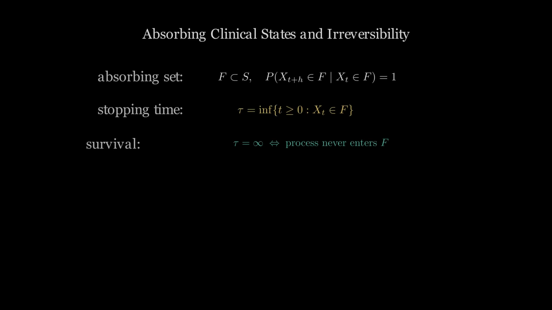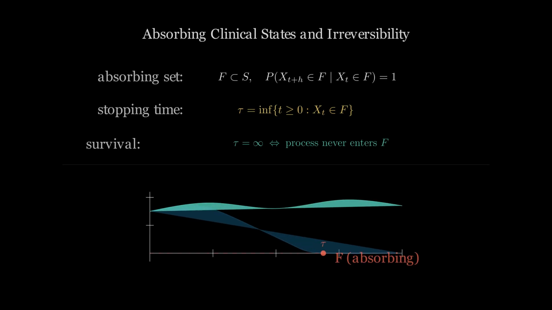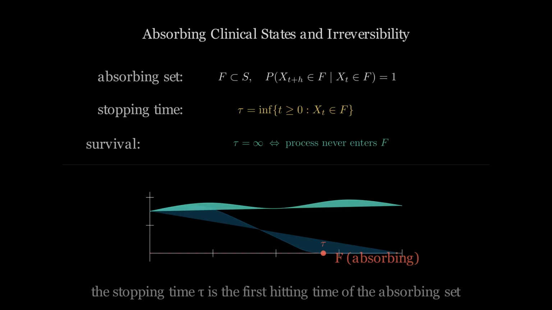The critical time is the first moment the patient enters that state. If the patient never reaches the absorbing state, the critical time is effectively infinite. Survival means the patient's critical time has not yet arrived, not that it has been permanently avoided. The clinical survival event at time t is the set of all patients who have not been absorbed.